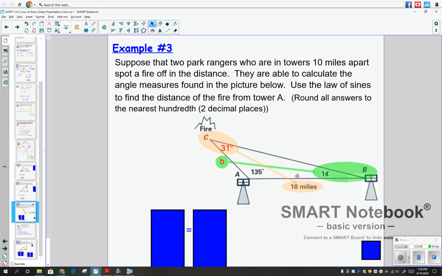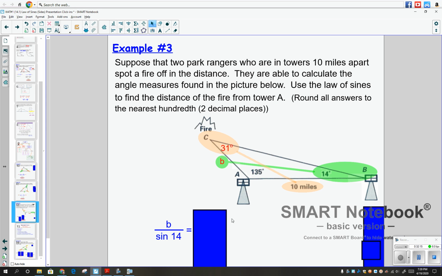So let's write my ratio. b. I always put the side I want to find first in the top left. In this case, I'm finding b, so I'm putting b there. b over what? Sine of what's the angle across from b? 14. Equals the ratio. Sides on top. My other opposite pair is 10 and 31. I'm going to put 10 on top.